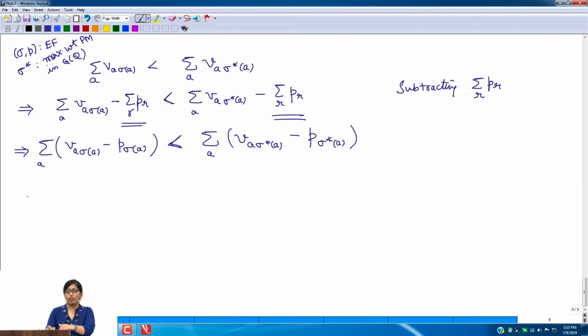I've done nothing new till now, and so I need to reach a contradiction, and one can feel that it would be a contradiction to the envy-freeness of sigma P. So can someone complete the argument for me? I have this strict inequality going on, and I want to derive a contradiction, because we are doing this proof via contradiction. I have assumed that sigma here is not a max weight perfect matching, so what is the contradiction here?